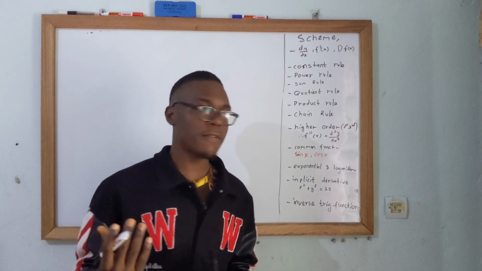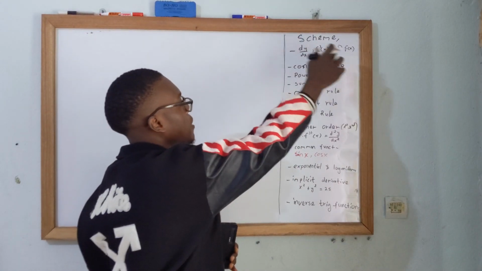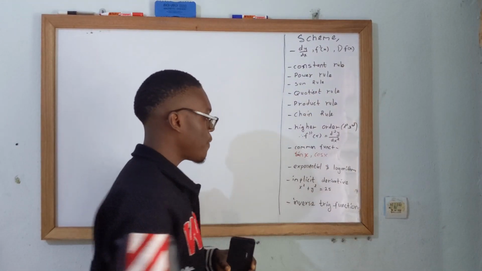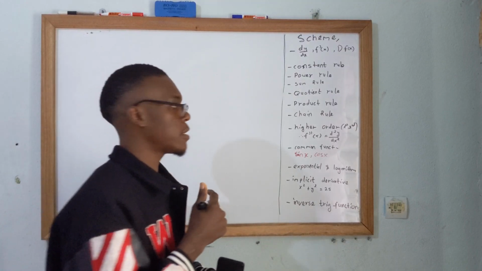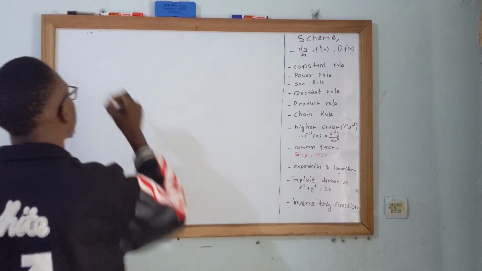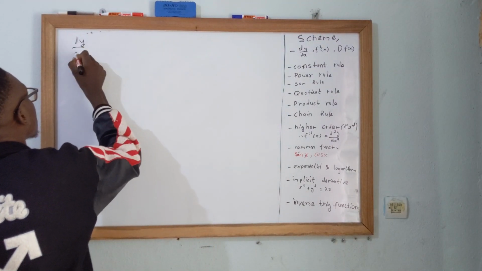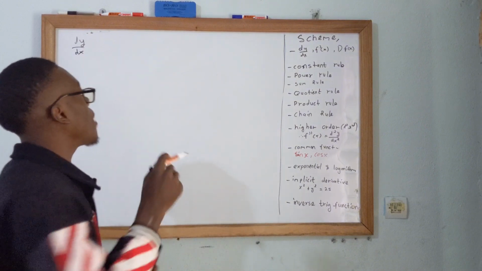Talking about derivative, we're going to have this scheme of work that goes from derivative, the principle, up to the inverse trig function. Let's start with it. Derivative is represented as what? dy over dx. Or it can be represented as what? f prime of x.